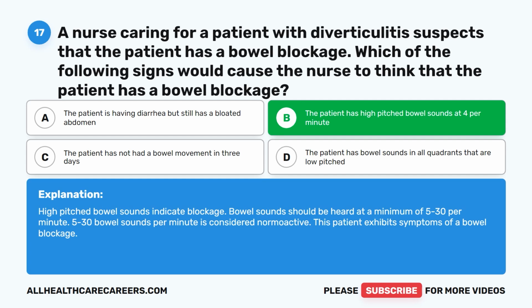Bowel sounds should be heard at a minimum of 5 to 30 per minute. 5 to 30 bowel sounds per minute is considered normoactive. This patient exhibits symptoms of a bowel blockage.